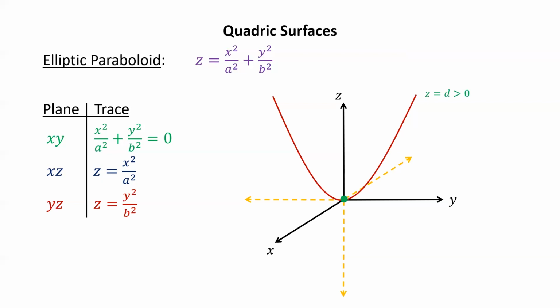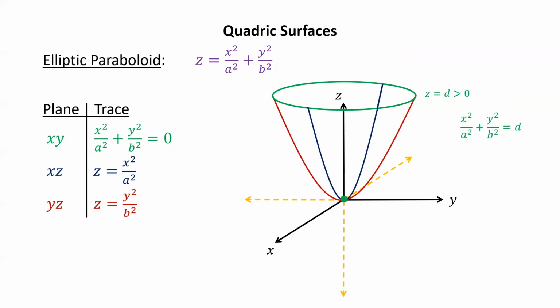Now, if we take a trace parallel to the xy plane by replacing z by a positive number d, you could see that we're going to get an ellipse. So it will look something like this. And by the way, if we set z equal to a negative number, there won't be a graph because the sum of two squares cannot be negative. This is already a nice representation of the paraboloid. So just for completeness, we'll throw in this other trace in the xz plane, a parabola which moves forwards and backwards.